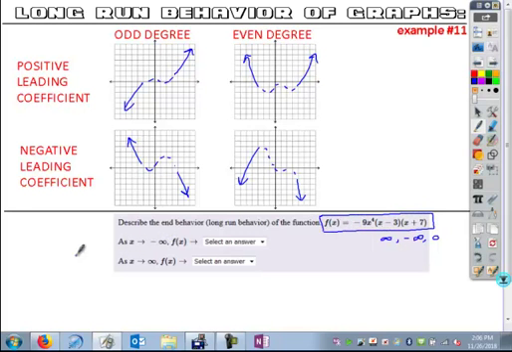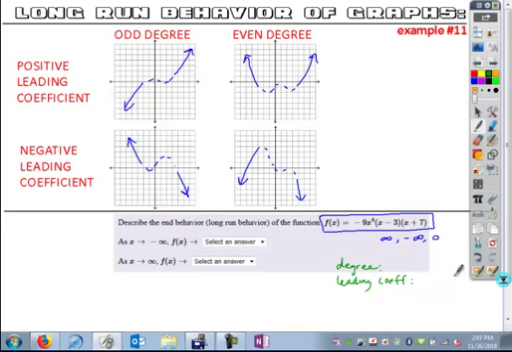As x approaches negative infinity and as x approaches infinity, this is one of the ways that it'll ask you to identify the end behavior or the long run behavior. You don't have to write these down, but these are the two pieces of information that you're going to use to identify your long-run behavior.